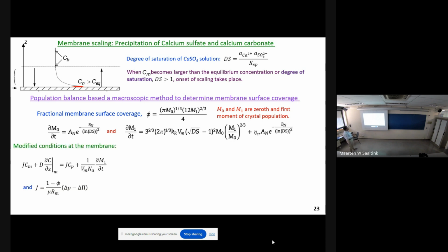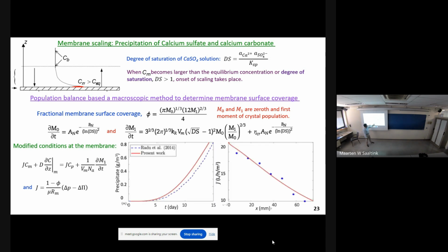But we put them together and modified the interface boundary conditions and the membrane. This additional term comes because of the precipitation; it's like a sink term. Then permeability loss, or resistance increase of the membrane, is also incorporated. We validated that model against work by other people, who used some kind of population balance, but not the same way. And this is an experimental result, and it matches quite well.